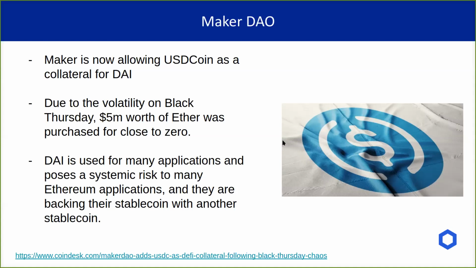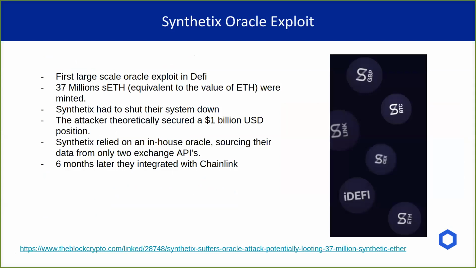So moving on to another exploit, on June the 24th, 2019, the day was quite an incredible day in terms of what would be defined as the first large-scale Oracle exploit in DeFi, decentralized finance. Synthetics was successfully exploited and had 37 million synthetic Ethereum stolen. Synthetics shut down trading for 24 hours. The exploiter had theoretically profited $1 billion US in less than an hour. Obviously the collateral was not in the system for that to be traded outside of the realm of Synthetics' contracts.